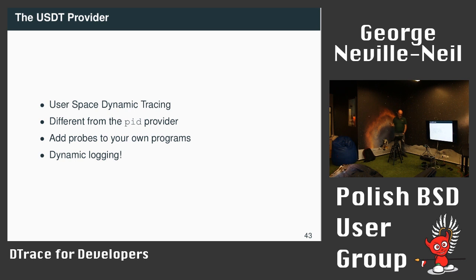So also in user space, we have something called user space dynamic tracing. These are trace points that you can tell the Dtrace tools to add to your user space code. We have the same thing in the kernel called SDT, which is, there's no user there.